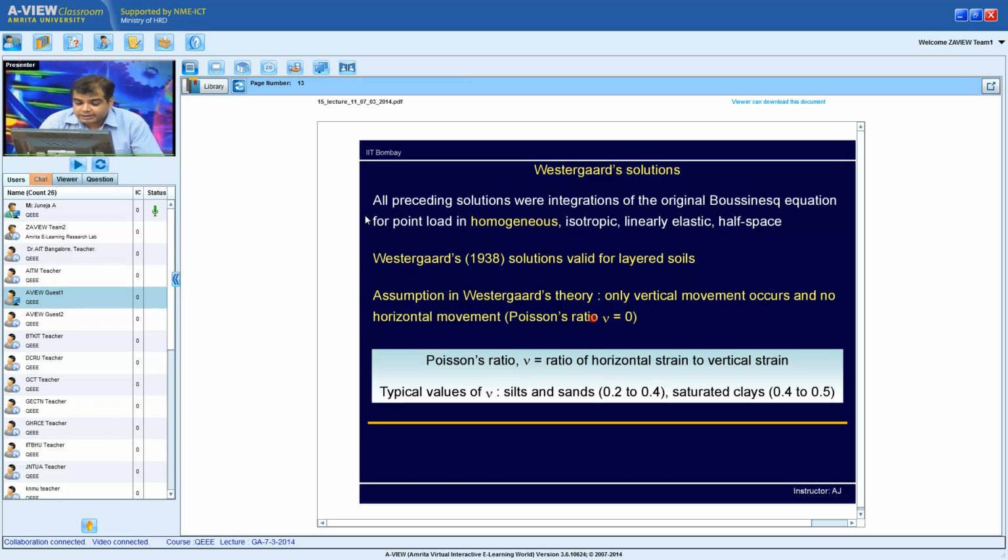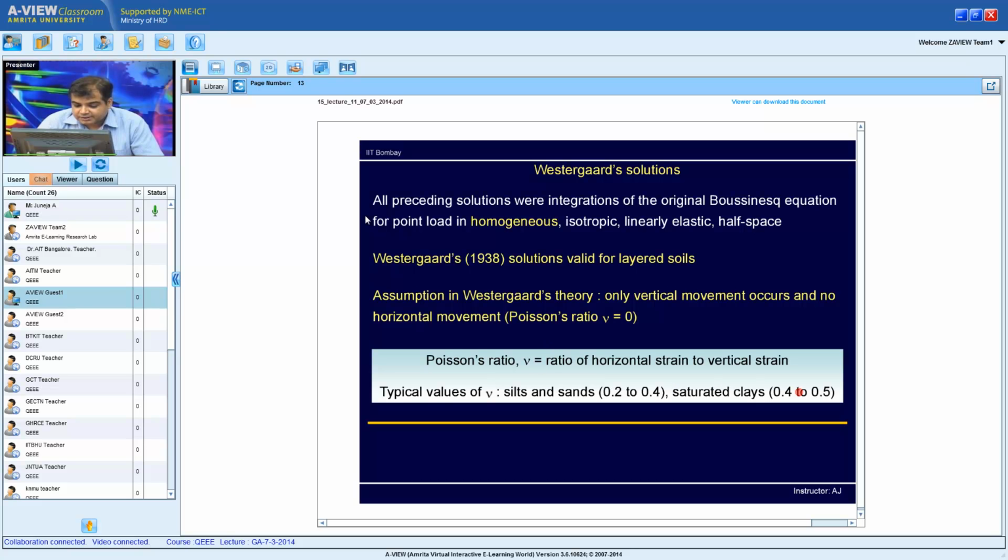The only thing over here is that Westergaard solution only permits vertical movement, no horizontal movement. In other words, if I do not permit horizontal movement, look at the definition of Poisson's ratio. I hope you are aware Poisson's ratio is defined as a ratio of horizontal strain to vertical strain. In Westergaard's solution, since horizontal deformation is not permitted, horizontal strains will be 0. In other words, Poisson's ratio for Westergaard is 0.